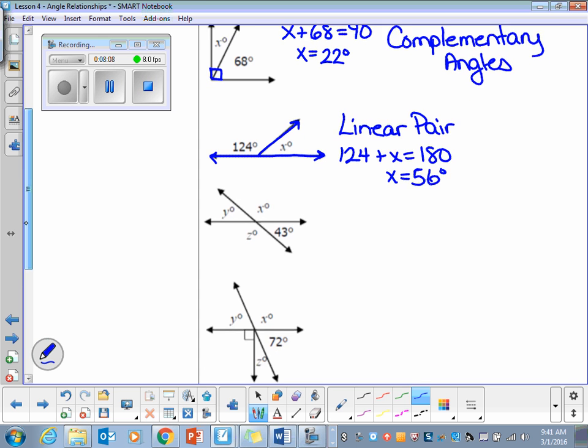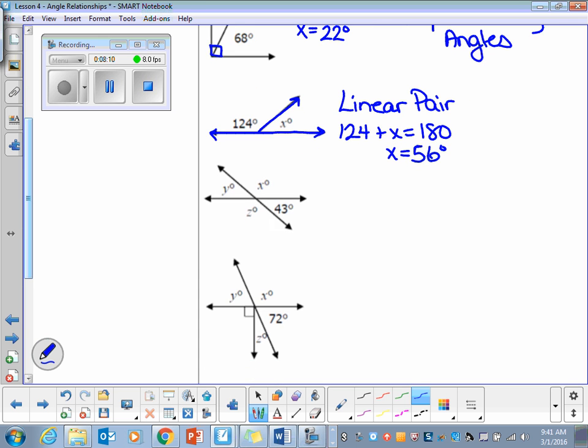Okay, we've got a couple of things going on here. Goodness, this is the only number I'm given, and it looks like it's opposite or across the X from Y. So Y has to equal 43°, and these two would be vertical angles.